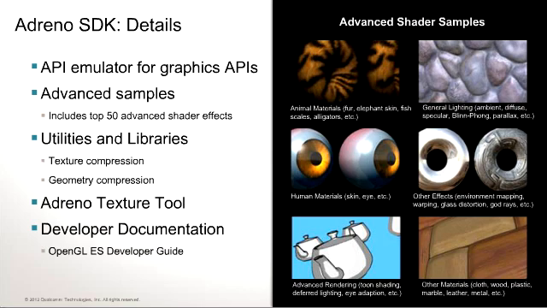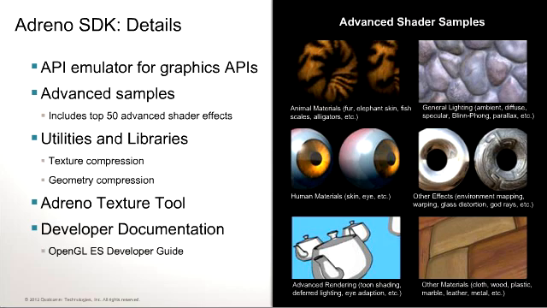diffuse lighting, specular, Blinn-Phong algorithms, all these different kinds of lighting, or human materials, like if you are trying to write a shader for a skin or an eye, or other effects like warping, distortion, or toon shaders, or even materials like cloth or wood or plastic. All these samples are available, and those are pre-optimized for mobile use cases on Adreno GPUs, and are available for free. So we definitely recommend you guys take a look at those.